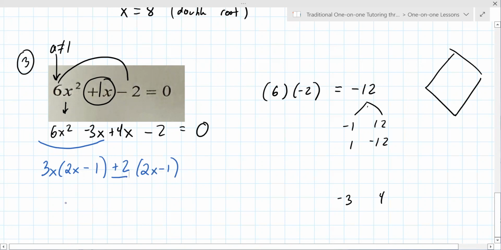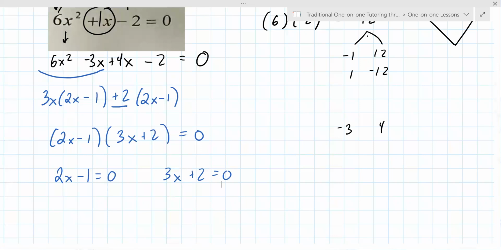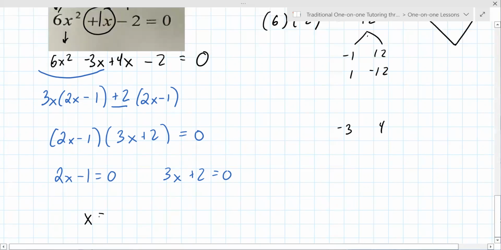So then you have to factor again. It's 2x minus 1. And then what's left over? 3x plus 2. Very good. So then set both of those equal to 0. Exactly. And add 1, divided by, or subtract 2 and negative 2 divided by 3. X equals negative 2/3 for the first one. Yep. And X equals 1/2. Now I'm curious, did you write the 3x plus 2 to the left of the 2x minus 1?